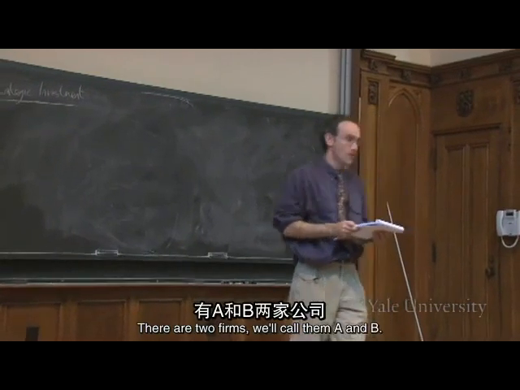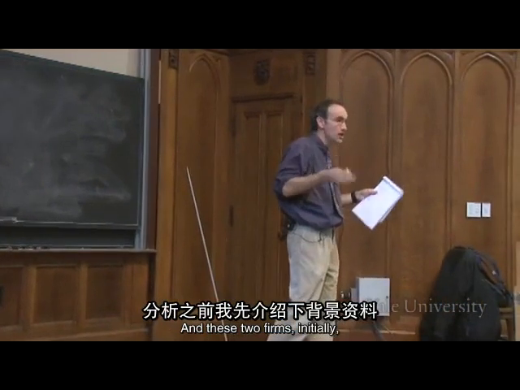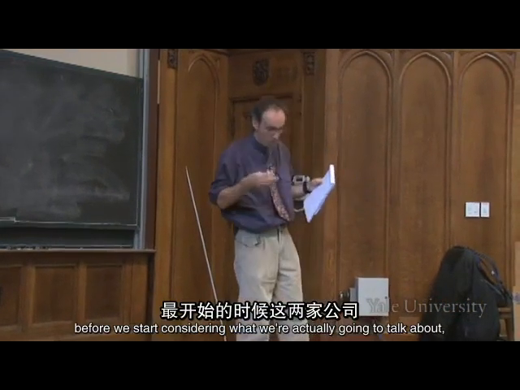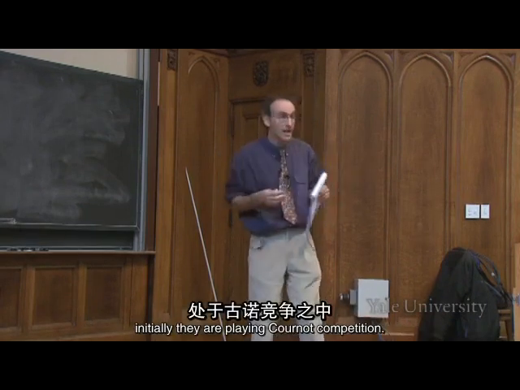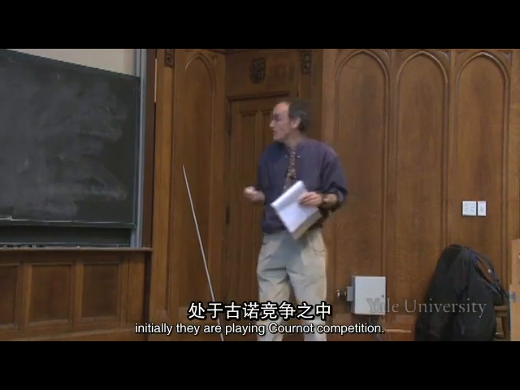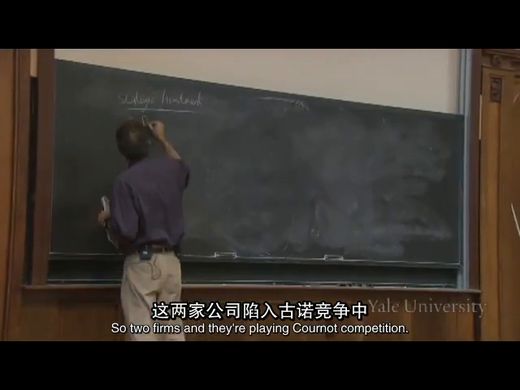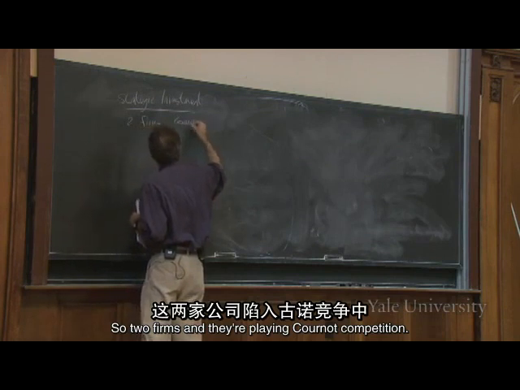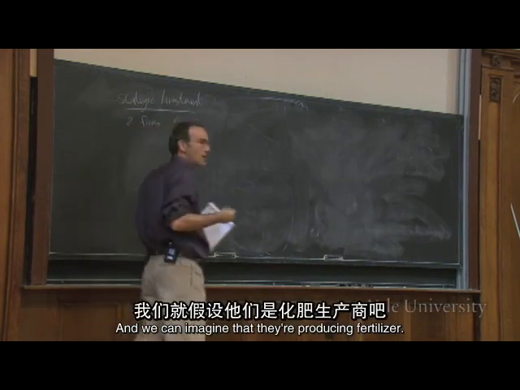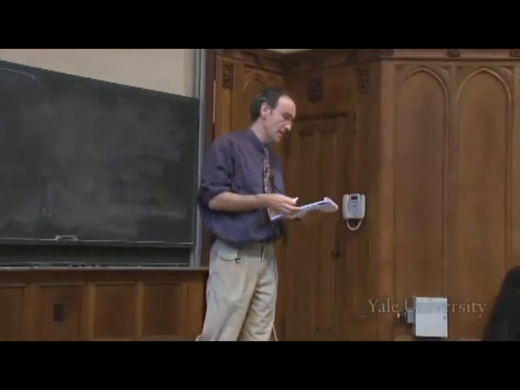There are two firms. We'll call them A and B. And these two firms, initially, before we start considering what we're actually going to talk about, are playing Cournot competition. So two firms, and they're playing Cournot competition. And we can imagine that they're producing fertilizer. Right? Imagine that they're producing fertilizer.